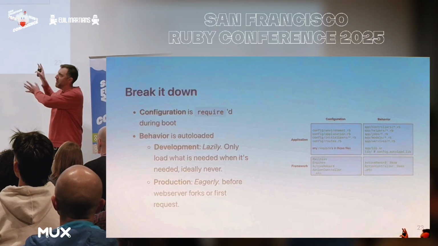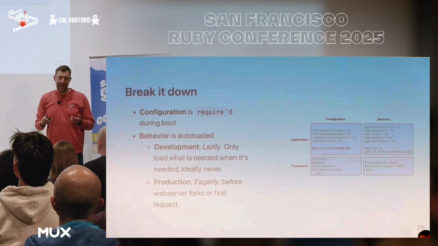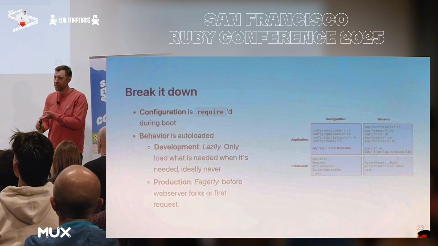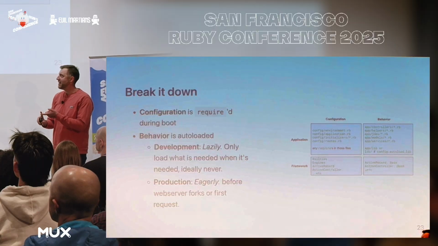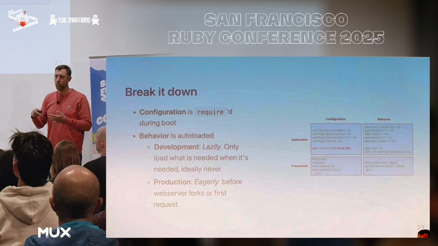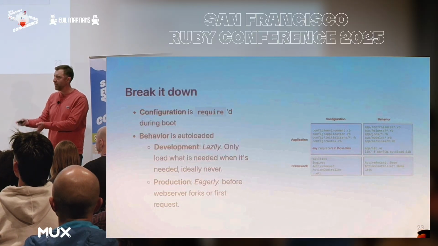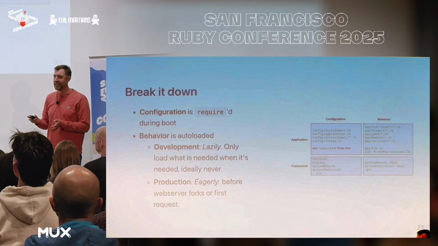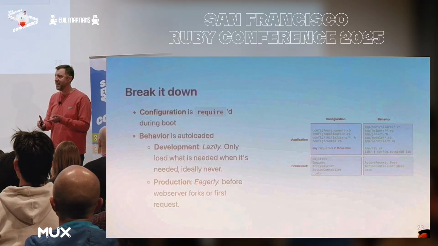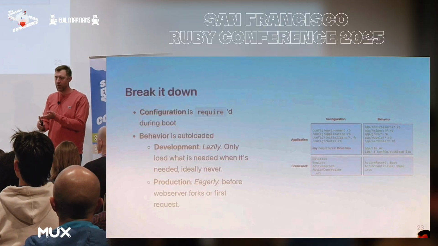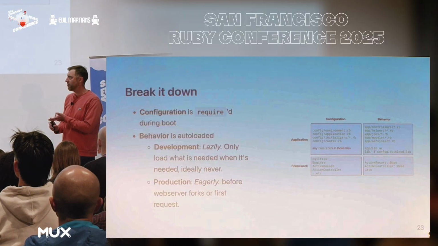And then the behavior column, that only ever gets loaded in development lazily. Lazily meaning it's auto-loaded, that it's only ever loaded when it's actually needed, when it's actually called, which, if you want things to be fast, is as little as possible, only for that unit test that you're running, only for that one page on your website that you're running.